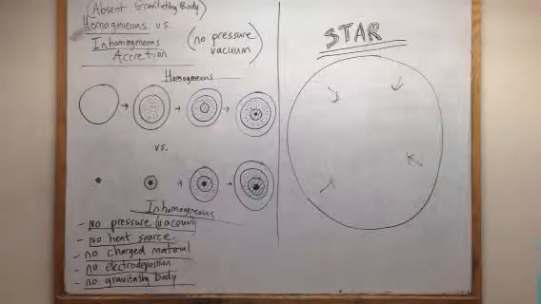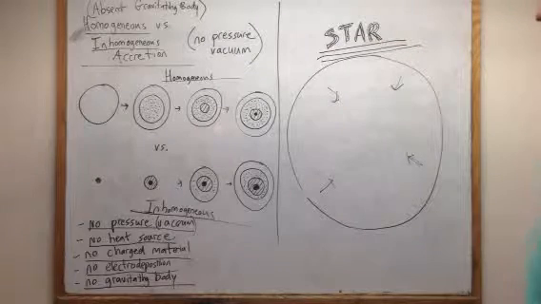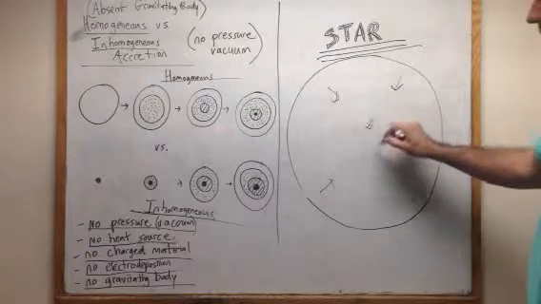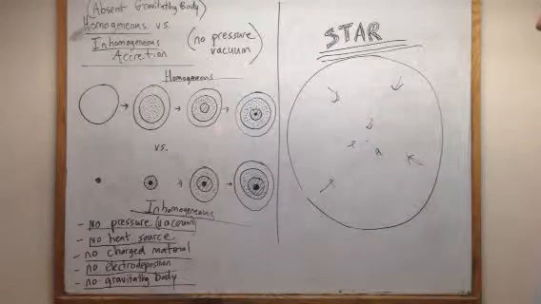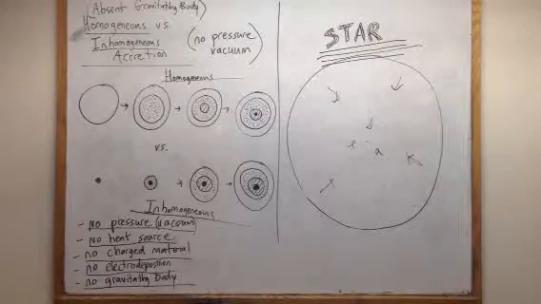Charged material. Star has a whole lot of charged material. The electrodeposition, where all the charged material will collect in the center and electrically deposit. You can electroplate a core that way. And the gravitating body issue is also solved. The star is the gravitating body.